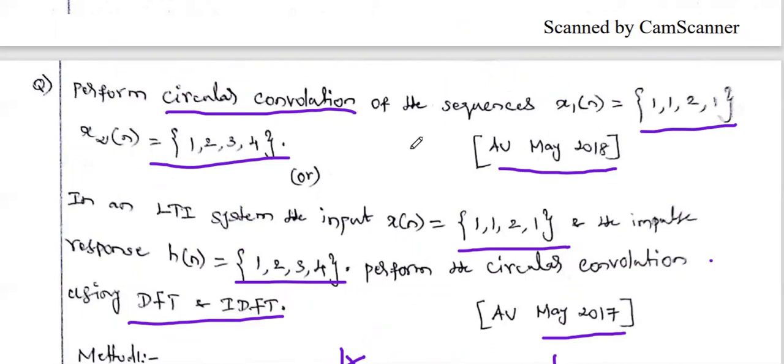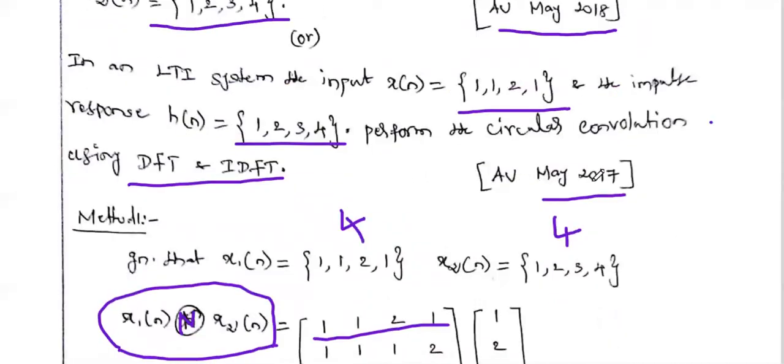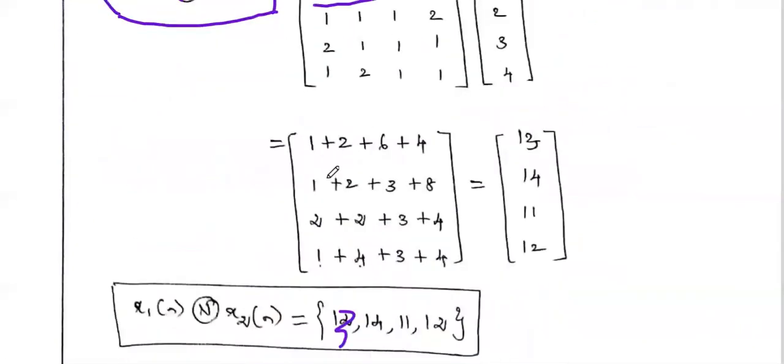But the same question was asked in May 2017, and here they are mentioning the method. What is the method they are going to use? That is, perform the circular convolution using DFT and IDFT. So using the discrete Fourier transform and inverse discrete Fourier transform, we have to obtain the circular convolution result. So method 2 we are going to see.